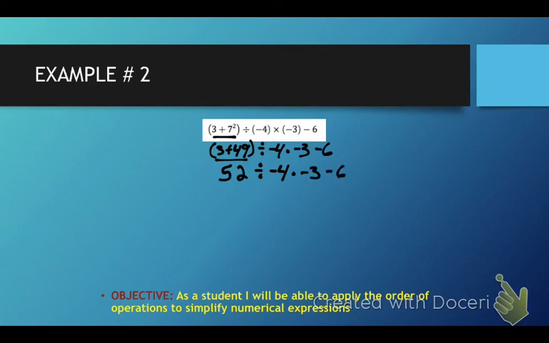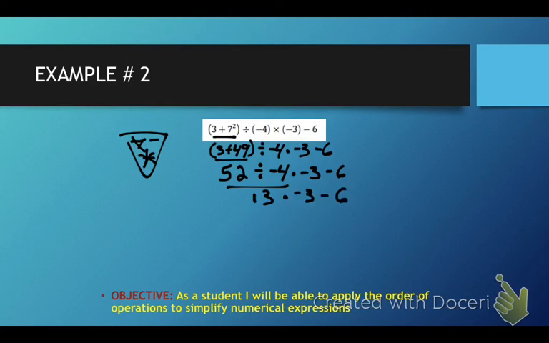What do we do next? Well, division, multiplying, and subtraction. In this particular case, we need to do our division first. 52 divided by -4. Okay, we have a positive and a negative, Pete to Steve over here, right? 52 divided by 4 is 13. So we have 13 times -3 minus 6.